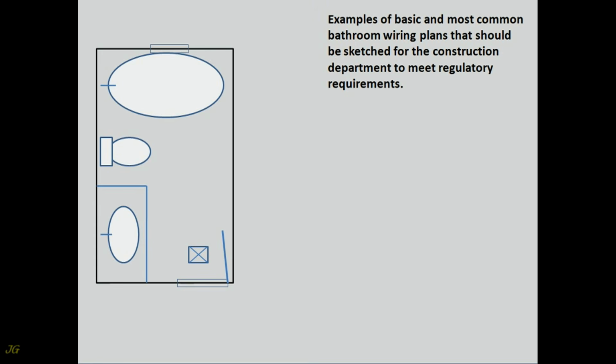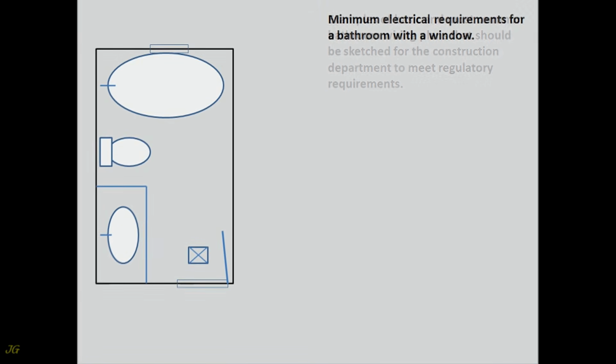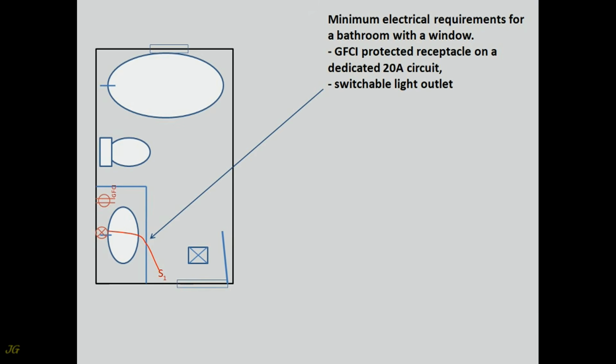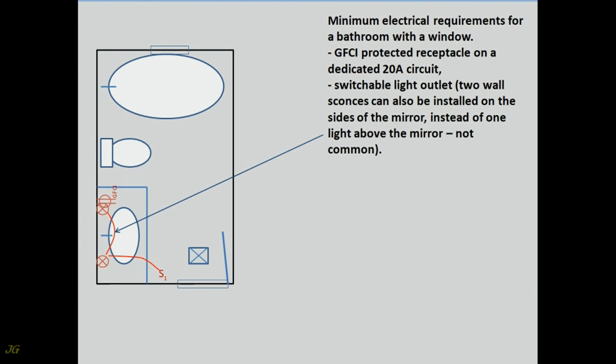Examples of basic and most common bathroom wiring plans that should be sketched for the construction department to meet regulatory requirements. Minimum electrical requirements for a bathroom with a window: GFCI protected receptacle on a dedicated 20 amps circuit. Switchable light outlet. Two wall sconces can also be installed on the sides of the mirror, instead of one light above the mirror, not common.